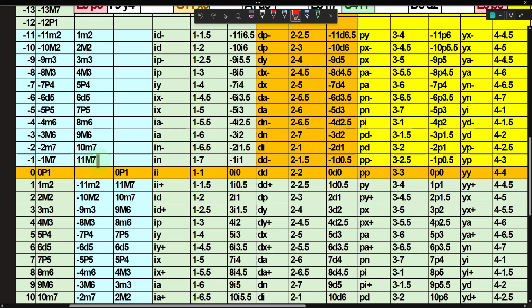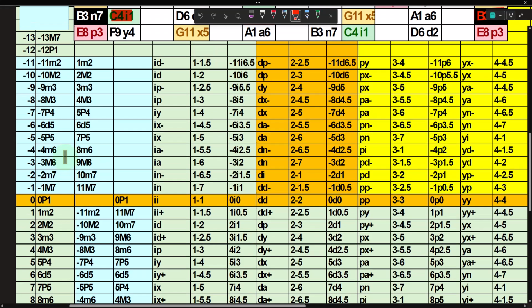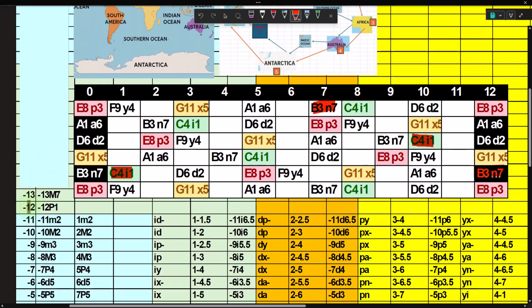So that means the minor 7 could be going 11 forward, or the minor 7 could be 1 back, or it could be any interval of 1 back. So I would call this a negative 1 minus 12, or negative 1 minus another octave in the negative direction, right?